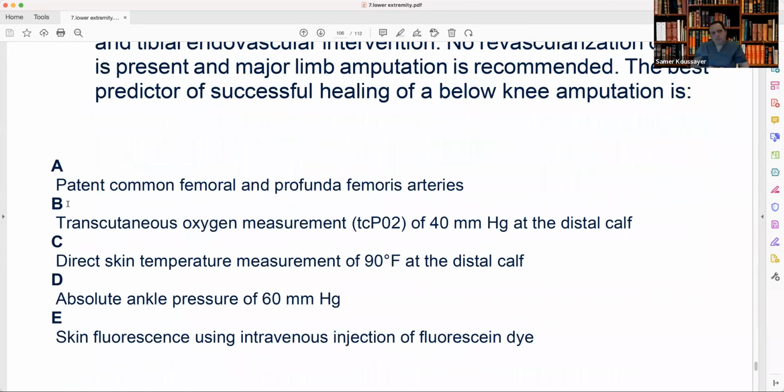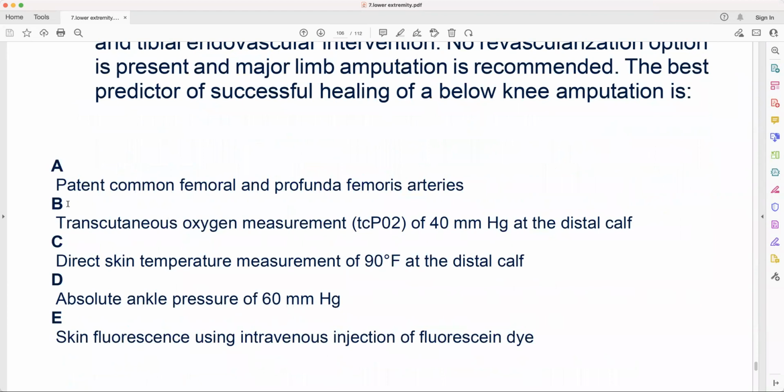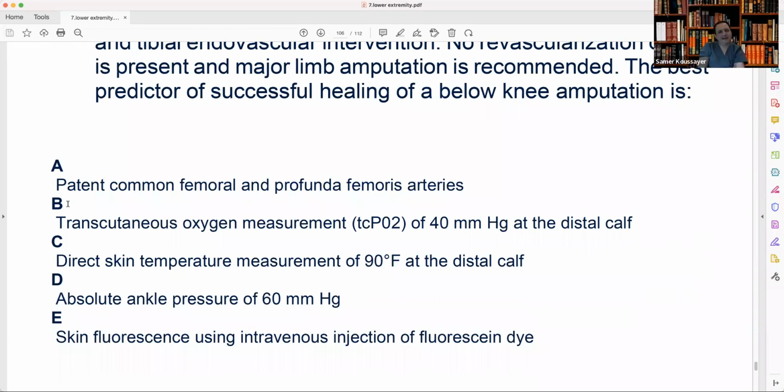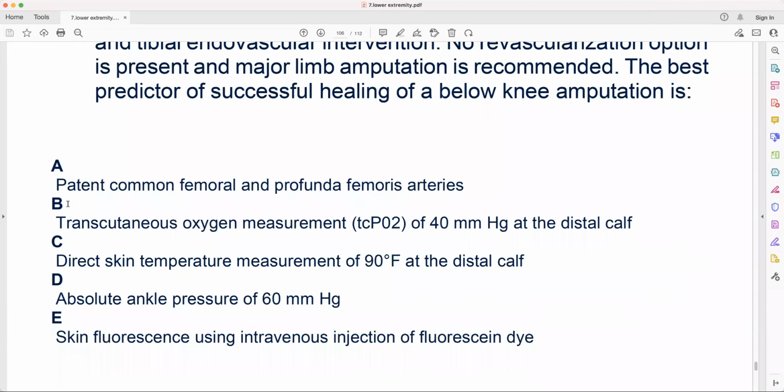Usually that is not enough. B, transcutaneous oxygen measurement of 40 at the distal calf. This is the correct answer, doctor. I was between A and B, but about the distal calf I don't know.